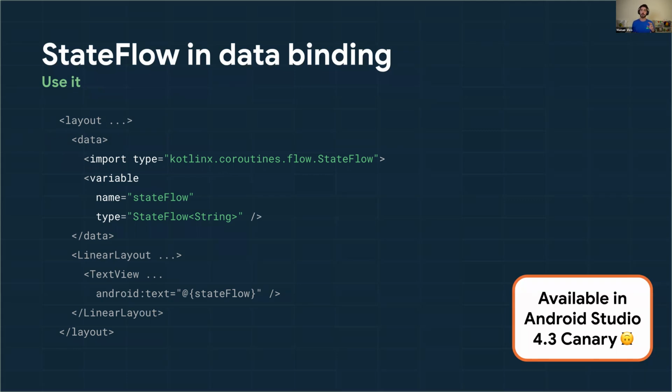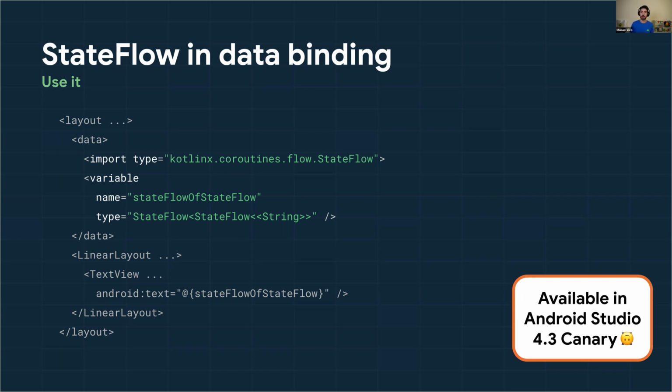For example, you can import it in your data and then have a variable which is of type StateFlow. Then, whatever the type is, you can use it in your layout IDs. In this case, if we wanted to set the text whenever the StateFlow emits new data, we can have it like this. But you can make it as complicated as you want. For example, we could have a StateFlow inside that StateFlow, and that's going to work as well.